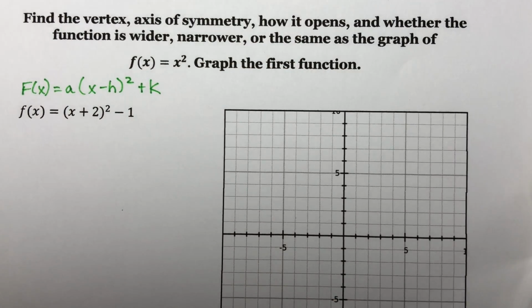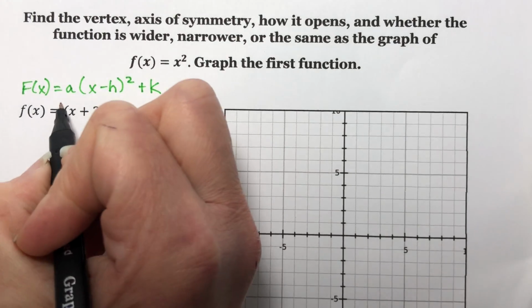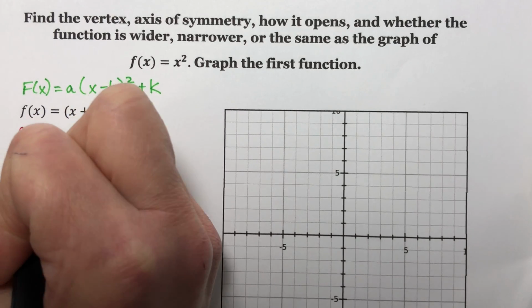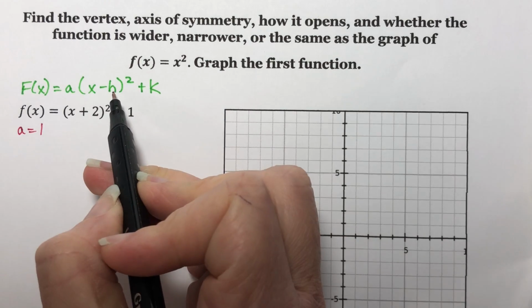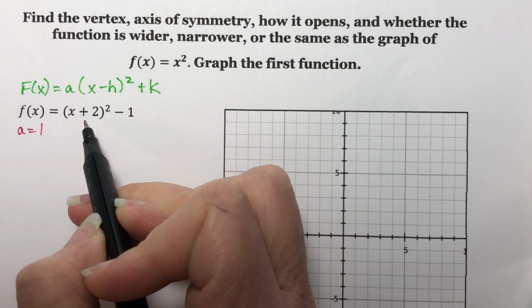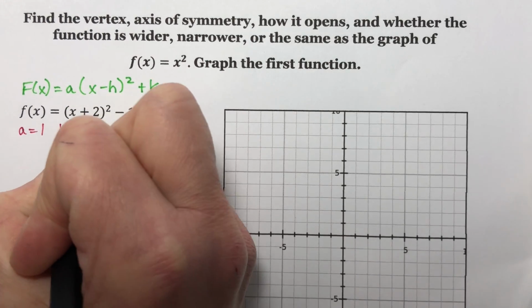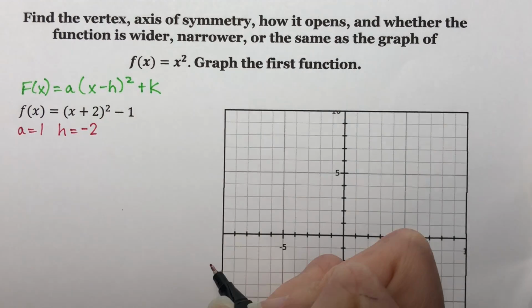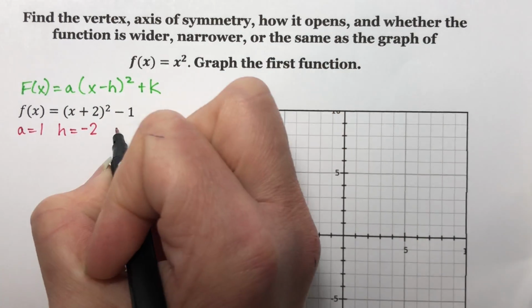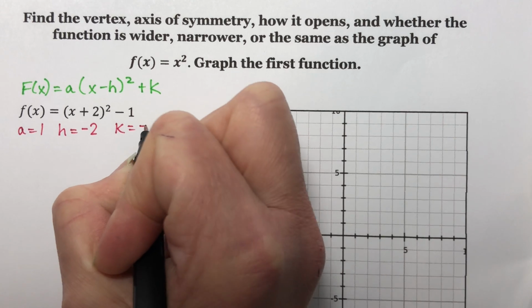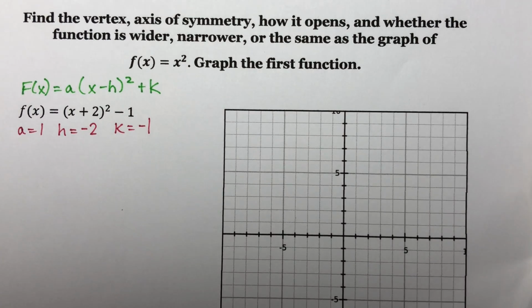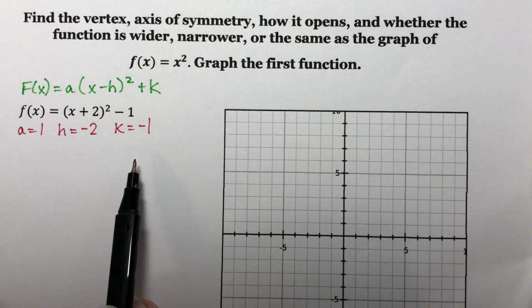Okay, if that's our basic, then our a value is the multiplier here, which is a 1. Our h value, this is a plus, that's a minus, so our h value is a negative 2. And our k value is a negative 1. Okay, so I've identified all of our pieces.